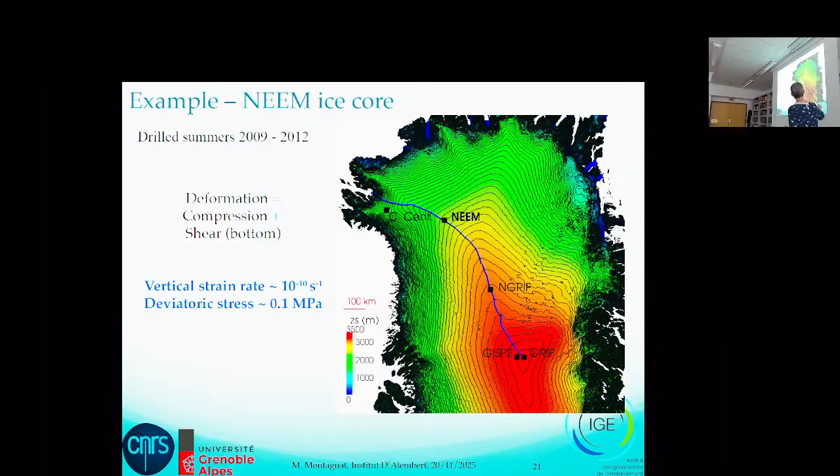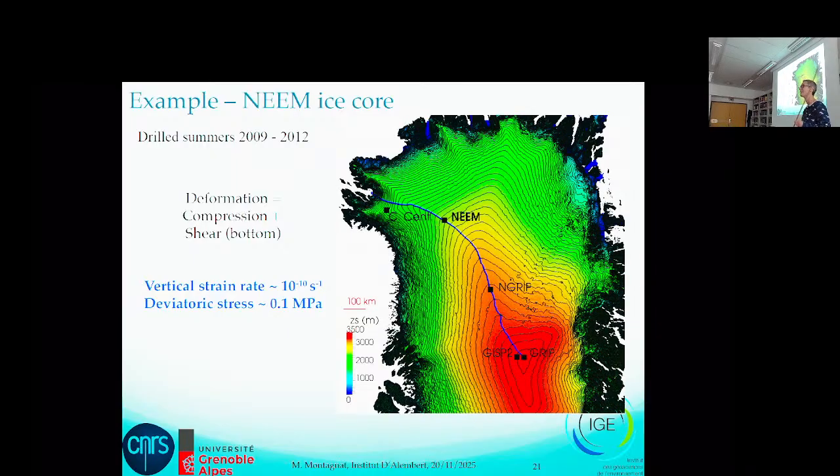And then here there is a ridge going through the Greenland northwest side. And Nîmes is here. And what is interesting about Nîmes is that due to its configuration, it deforms mostly by compression and by shear in the last third of the core. Just to give you some view of what we are talking about, vertical strain rate, so let's say for the compression part, is 10 to the minus 10 per second.